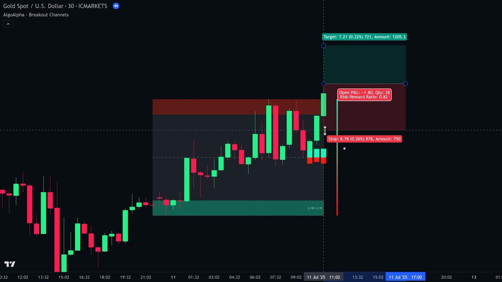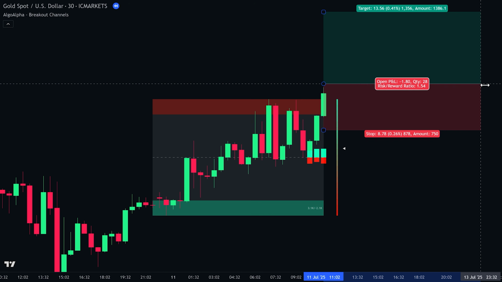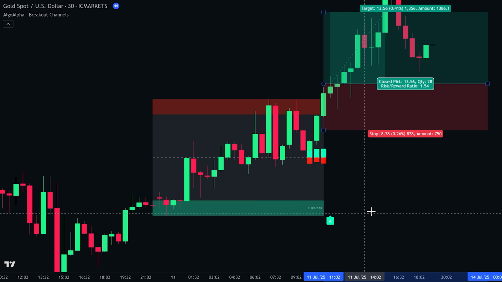Place your stop loss just below the breakout candle, and aim for a target at least equal to the height of the channel. If momentum keeps going, you can trail your stop and let the trade run.